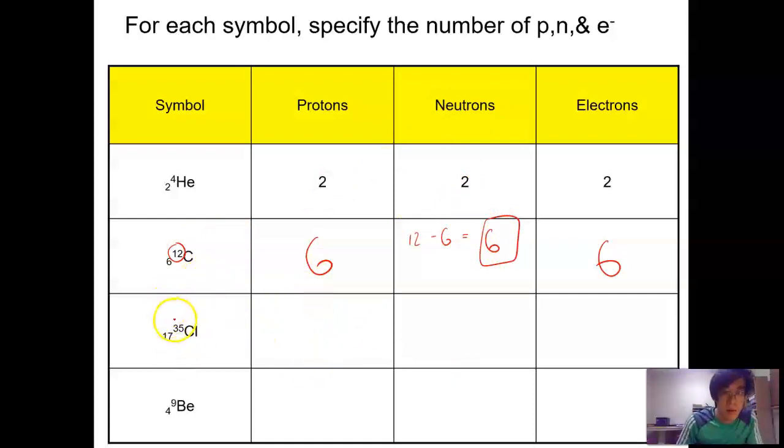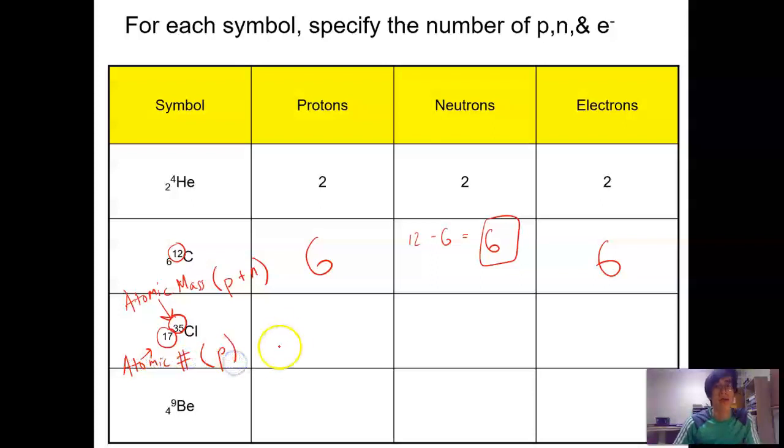So remember, when we solve these, the top number in chemical notation is the atomic mass, which is the number of protons plus neutrons. And the bottom number is only the atomic number, which is only the number of protons.